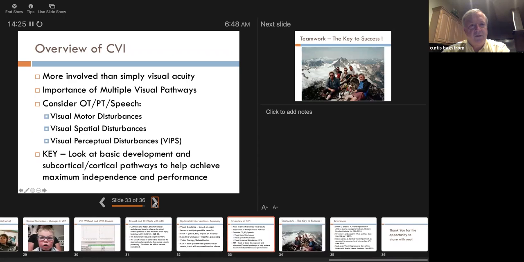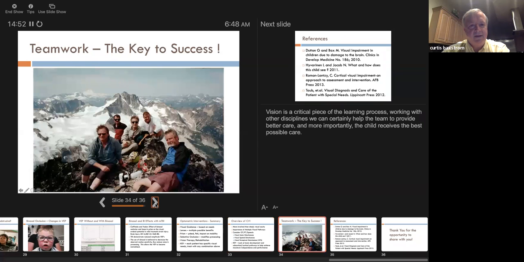So for an overview again of CVI, it's more involved than just simply visual acuity, we've got to go beyond that model. And we have to make sure of the importance of multiple visual pathways, the dorsal and ventral pathways. And then when we talk about working with these patients, we want to look at occupational therapy, PT, speech, looking at visual motor disturbances, spatial disturbances, and perceptual. The key is looking at the basic development of the subcortical and cortical pathways to help achieve maximum independence. The key is teamwork. That's for us.